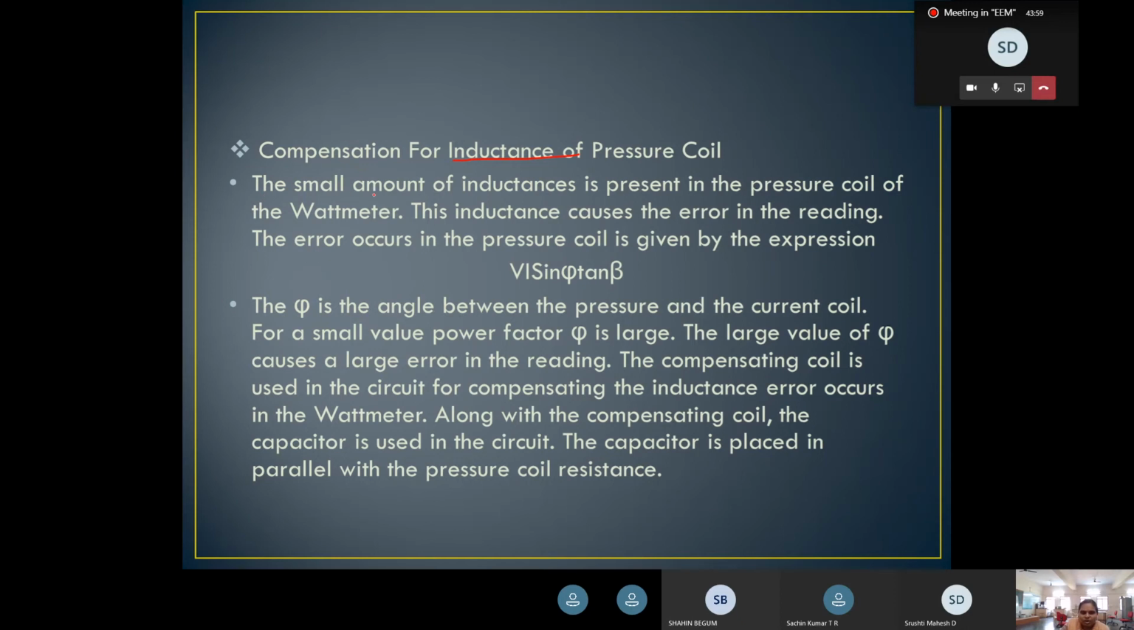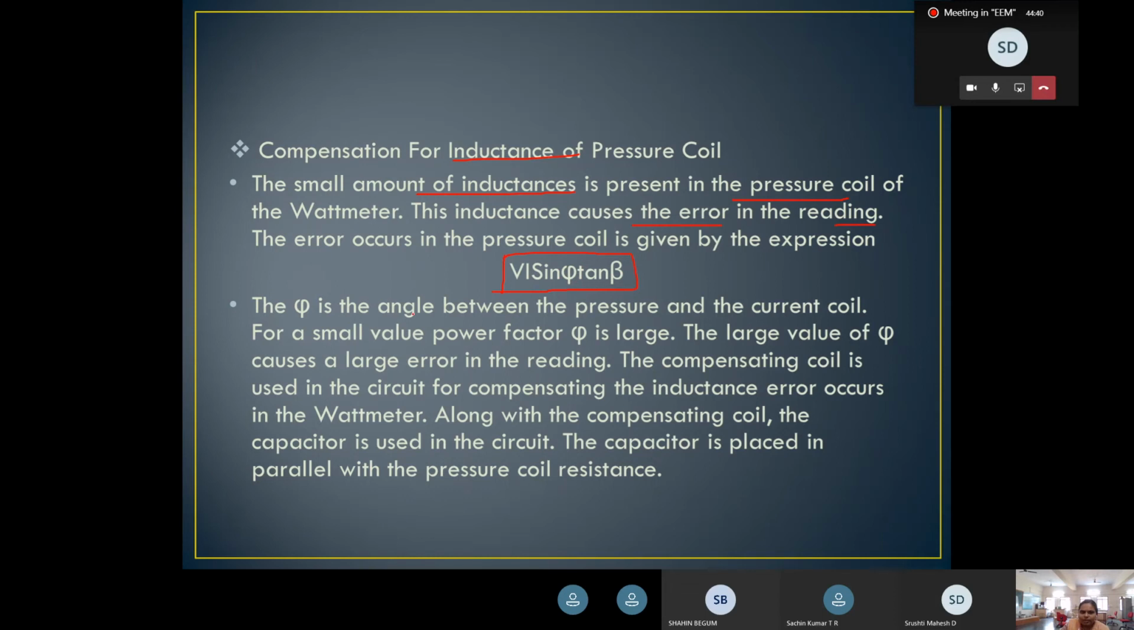A small amount of inductance is present in the pressure coil. Yes, it is there. We learned this with the structure of the wattmeter. Pressure coil inductance is there in the wattmeter. This inductance causes error in the reading. The error that occurs in the pressure coil is given by, as we learned in the error expression, Vi sin phi tan beta. Direct equations we took there. That error is going to be introduced due to the inductance.